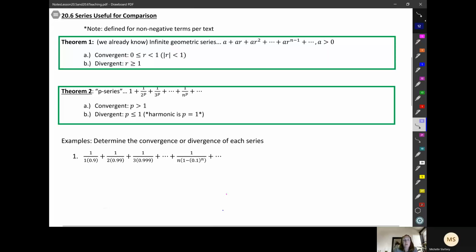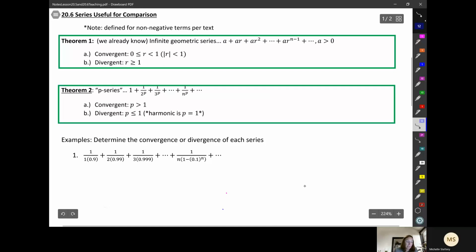So theorem 1 in 20.6, we already know this one. It's the infinite geometric series. So here we have our infinite geometric series, right? Multiply by r every time to get the next term. So what we have is that this series is convergent if r is between 0 and 1.